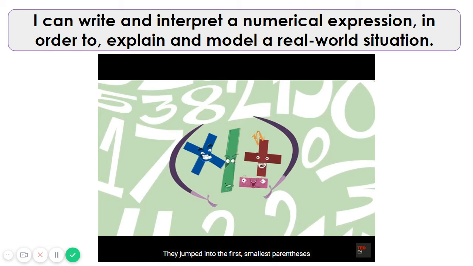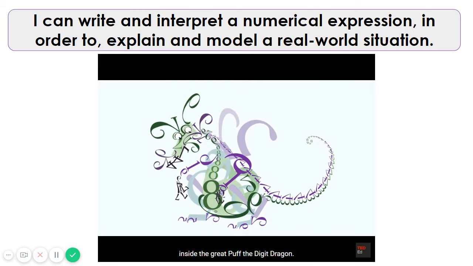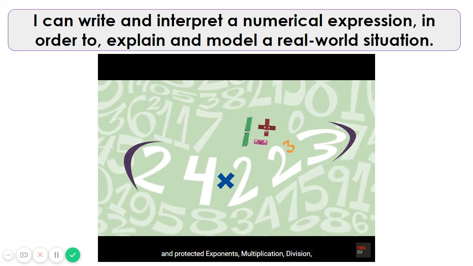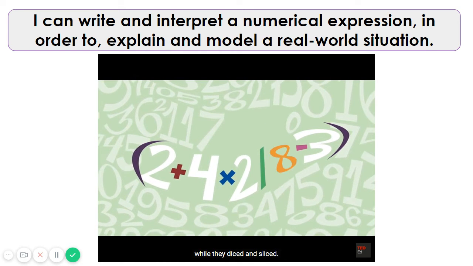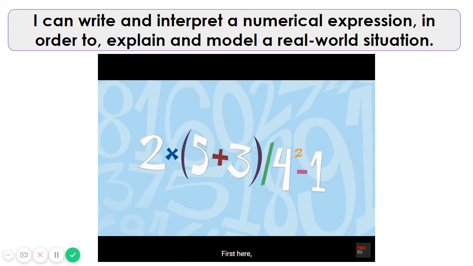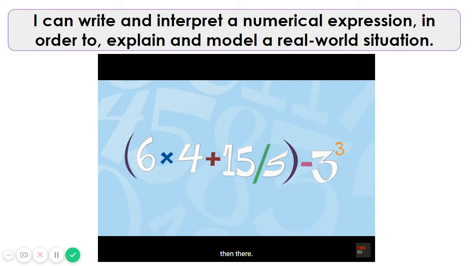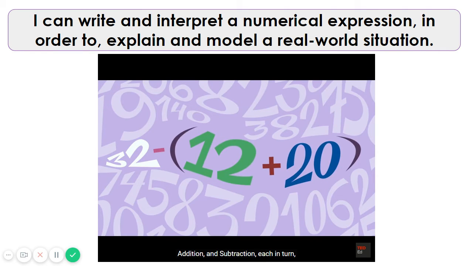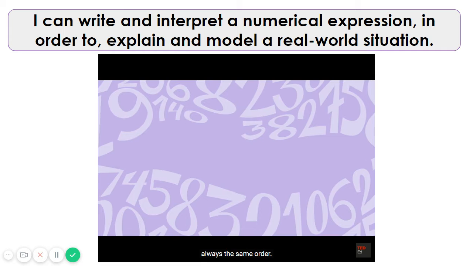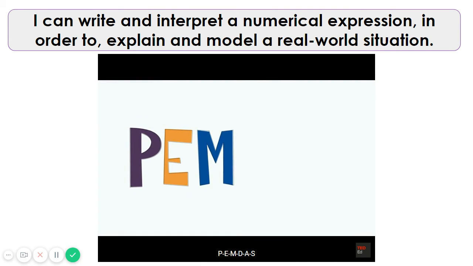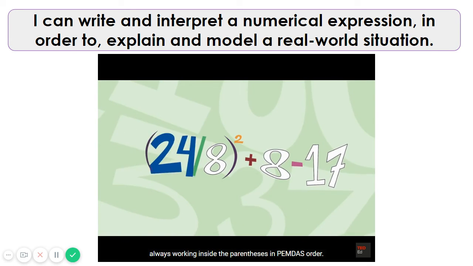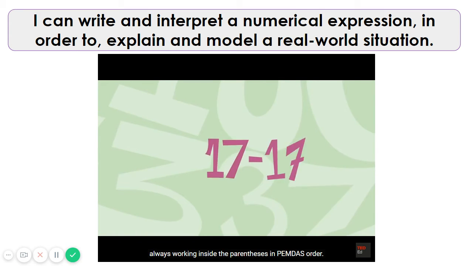They jumped into the first, smallest parentheses inside the great Puff the Digit Dragon. Parentheses pointed out where to work first and protected exponents, multiplication, division, addition, and subtraction while they diced and sliced. First here, then move over there, then there. Look out, there's another set. Parentheses pointed and exponents took the lead. Then it was multiplication, division, addition, and subtraction, each in turn, always the same order, P-E-M-D-A-S. When they finished that set, they went to another, and another, always working inside the parentheses in PEMDAS order.